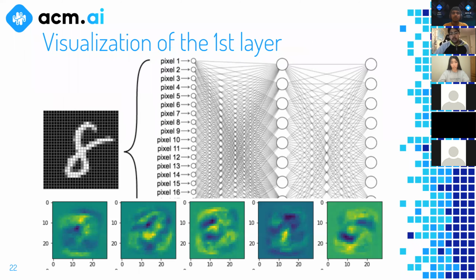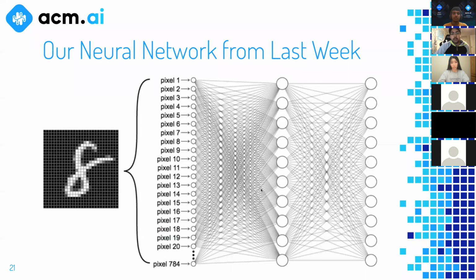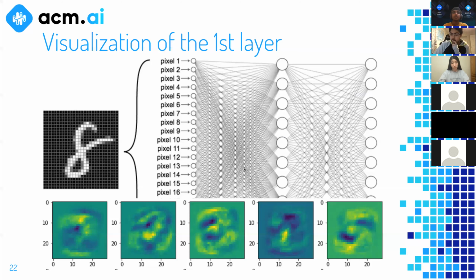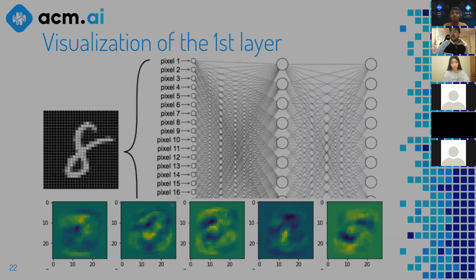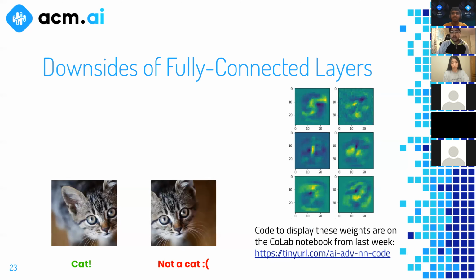And so as you can see here, here's a network structure in general. We have 784 inputs, fully connected layer 1, and an output layer. This is a way of visualizing the weights of the first layer, so this middle layer in between. As you can see, it has some features, but mostly looks like randomness. And so that brings us into the downsides of fully connected layers.